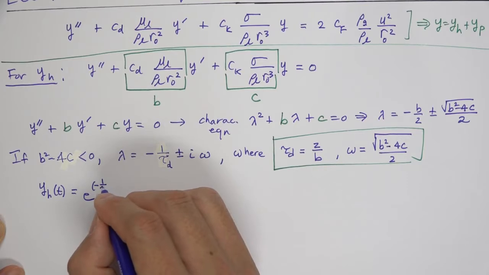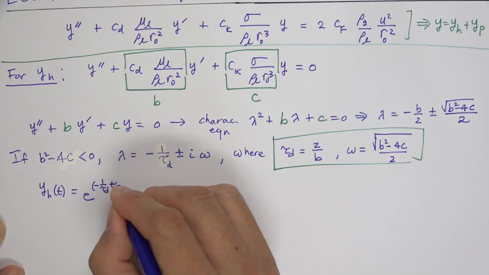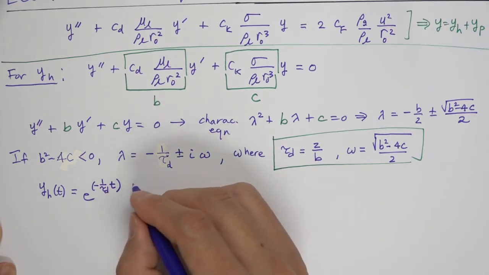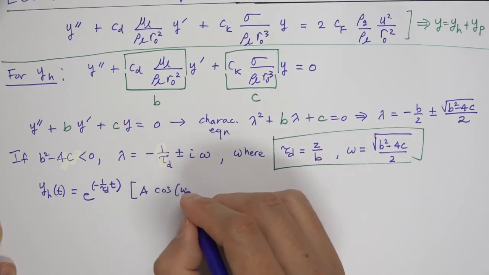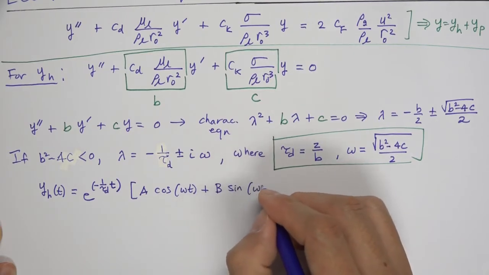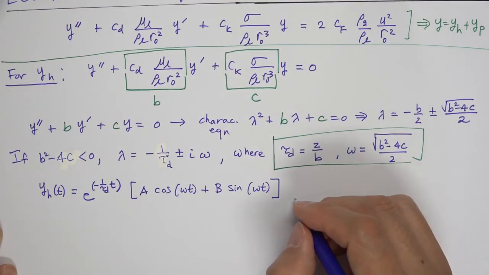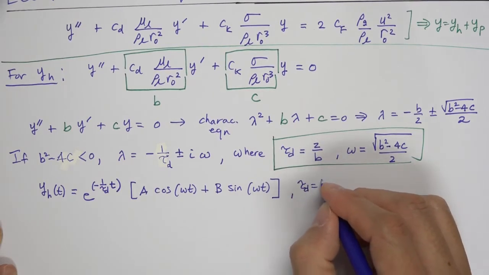1 over tau d t. Okay, now this is dimensional t. And a cosine omega t plus b sine omega t. Okay, here I will say that tau d is 2 over b.